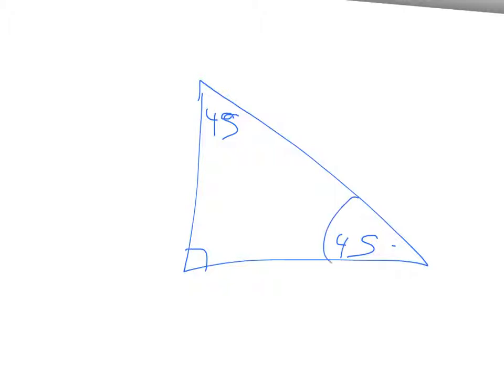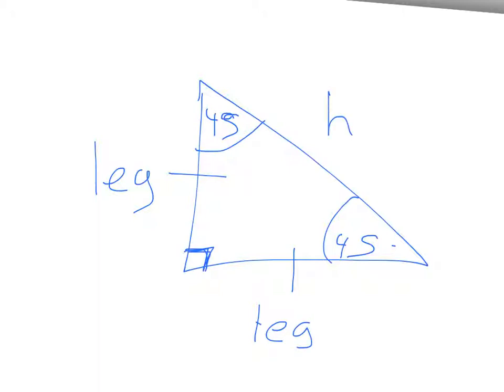Obviously, since two angles are the same measure, it's an isosceles triangle, which means opposite sides are congruent. Now, these congruent sides are the legs of our right triangle, and the side opposite our 90-degree angle is our hypotenuse. Another way of remembering that is the hypotenuse does not make up the 90-degree angle. The two legs are part of the 90-degree angle, but the hypotenuse does not touch that 90-degree angle.